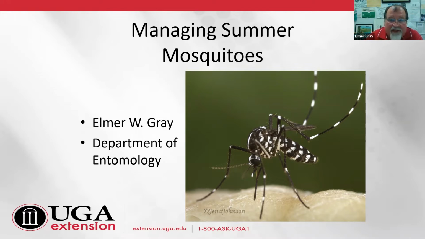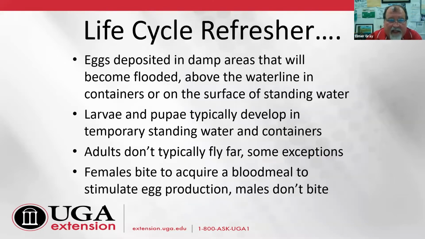I'm going to talk about mosquitoes and what we can do to try to minimize them this summer. Next slide, please. We can't really talk about an integrated pest management approach to mosquitoes without having a refresher of the mosquito life cycle. Mosquitoes will deposit their eggs on damp areas that will become flooded, above the water line in containers, or on the surface of standing water.